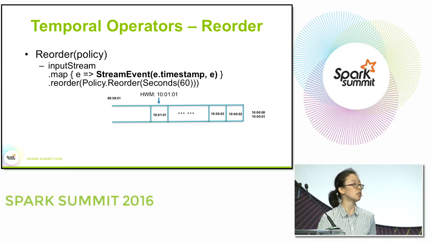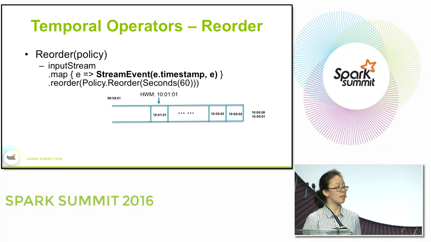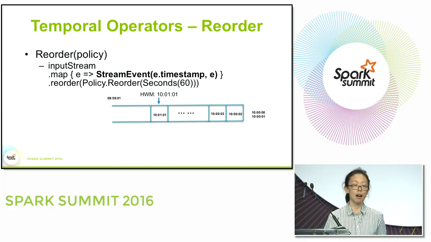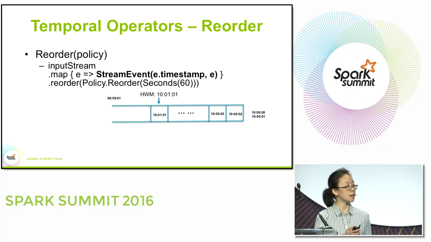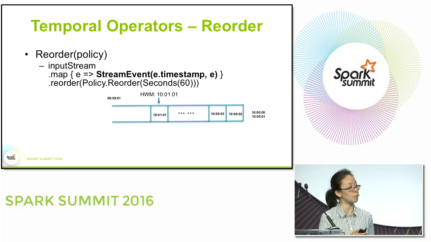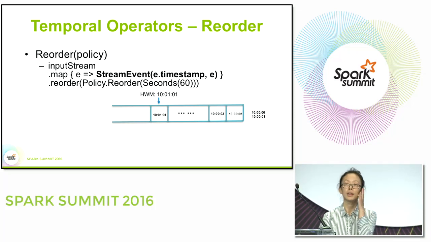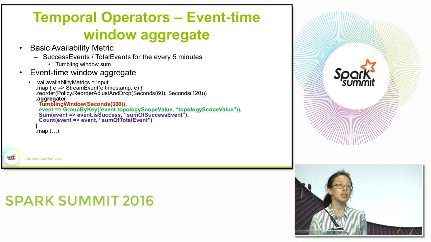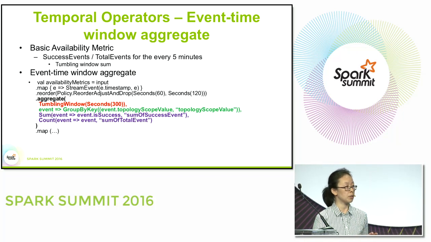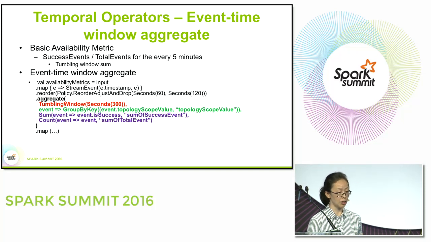And then suppose we got a new event. This one has timestamp 9 o'clock, 59 minutes and 1 second. See, this is more than 60 seconds behind the high watermark timestamp. And so we cannot output it, and we don't put it in the reorder buffer. We'll just have to drop it. So after the reorder operator, other operators can assume that the events are ordered on the application time.